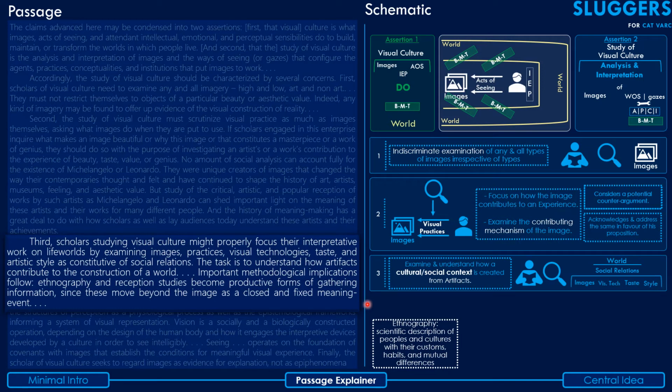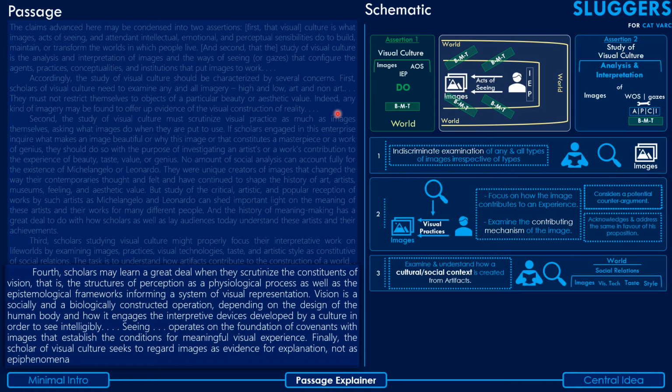Okay. Anyhow, in the paragraph, he says that it's important for scholars to focus on the context, on how this cultural context is made up of these artifacts. This idea, that these artifacts and the cultural context are important, also has implications in terms of making forms of gathering information, such as ethnography and reception studies, quite important, because then you move beyond considering the image as a closed and fixed meaning event. The meaning of the image is not just constrained within the image, it also depends on the context, right? So it is not put in a closed and fixed meaning environment now. So that's the meaning of this paragraph. Let's move on to the next one.